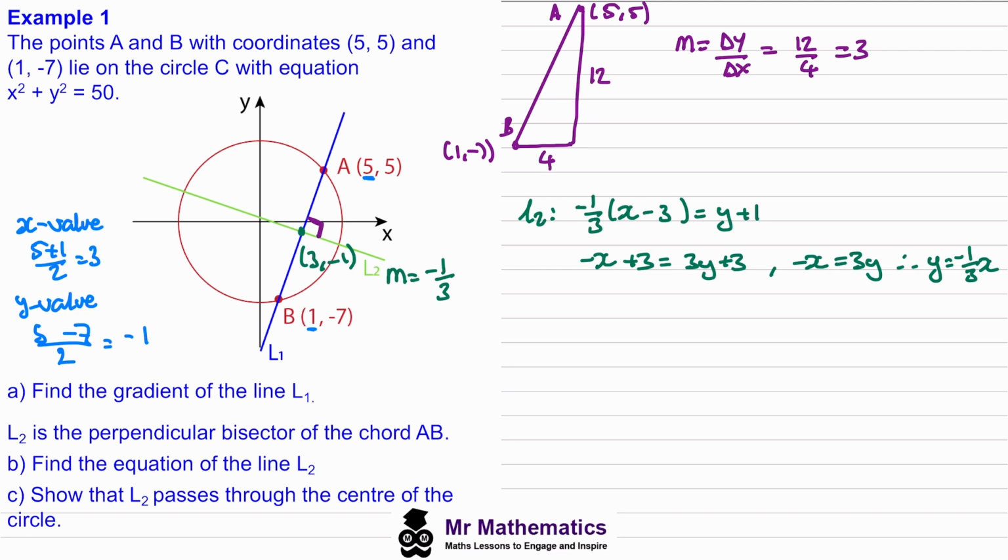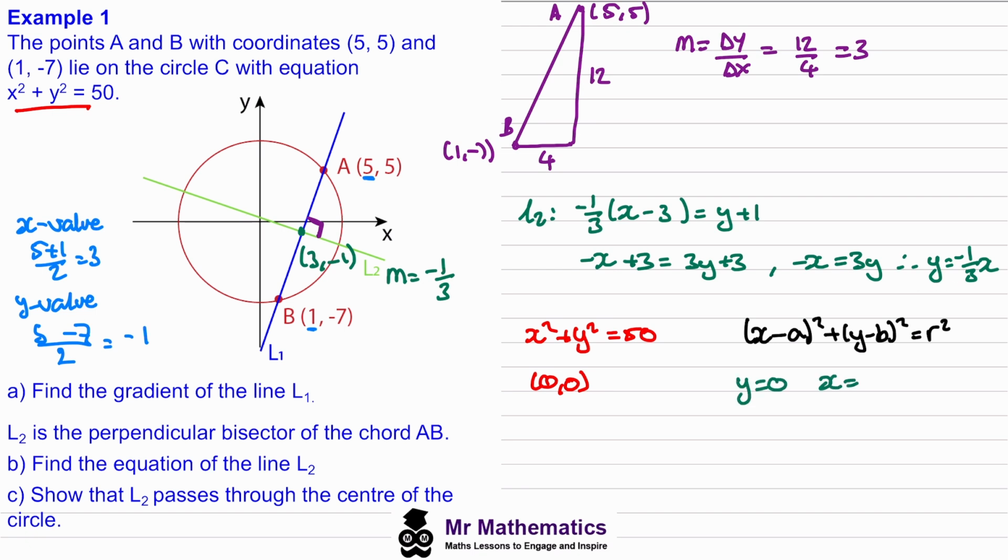And then for part C, show that L2 passes through the centre of the circle. So we have the equation of a circle given here, x squared plus y squared equals 50. And from the equation of a circle, we know that our a value must be 0, our b value must also be 0. So the centre of this circle will be at (0, 0), or just the origin. And we also know from the equation of line L2, because it has 0 intercept, when y equals 0, x will be equal to -1/3 of 0, so 0. So we've shown that this line passes through the centre of the circle.